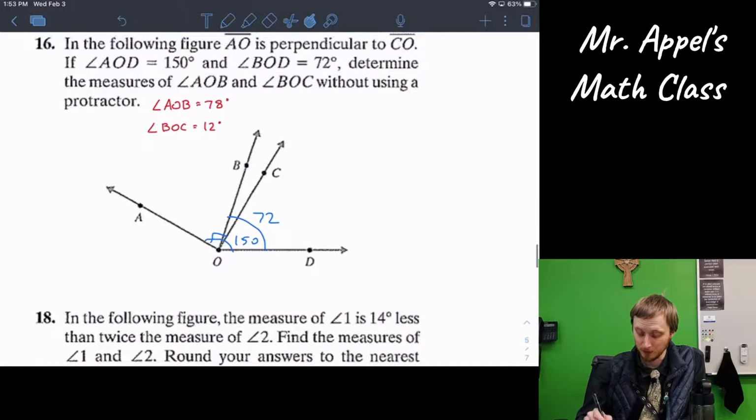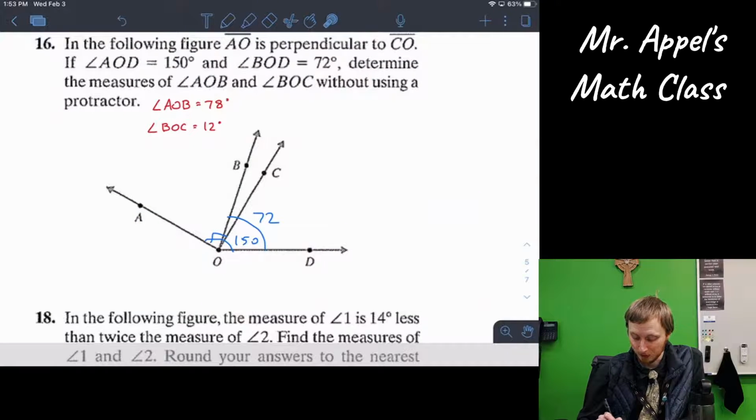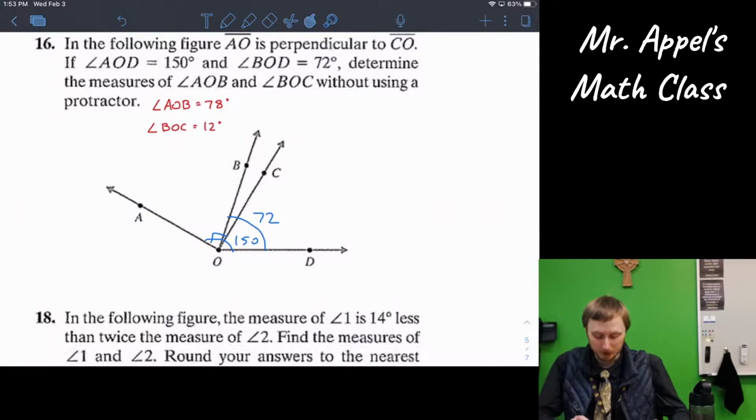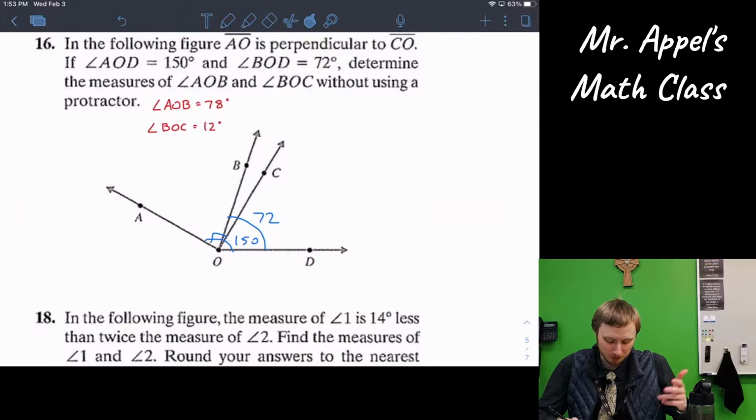Or the 90. Oh, I forgot. That would work too, just looking at this, right? Since you know AOC is 90, and you know AOB, so 90 minus the 78 to get the 12. Of course. Sometimes I go for the more complicated one first.